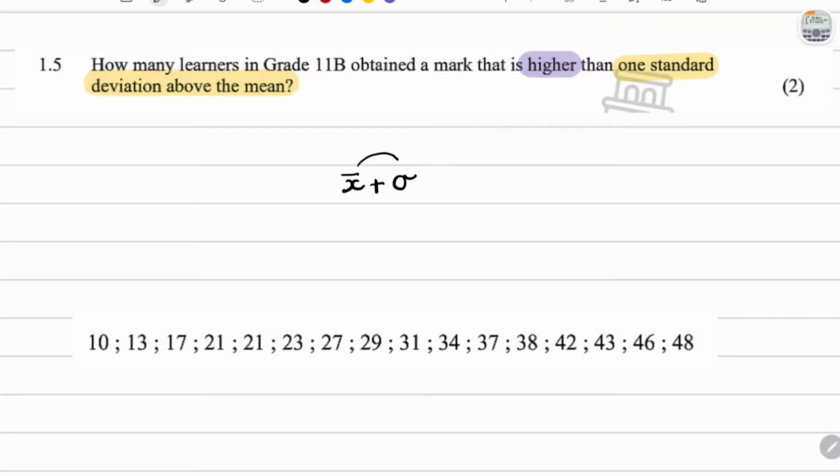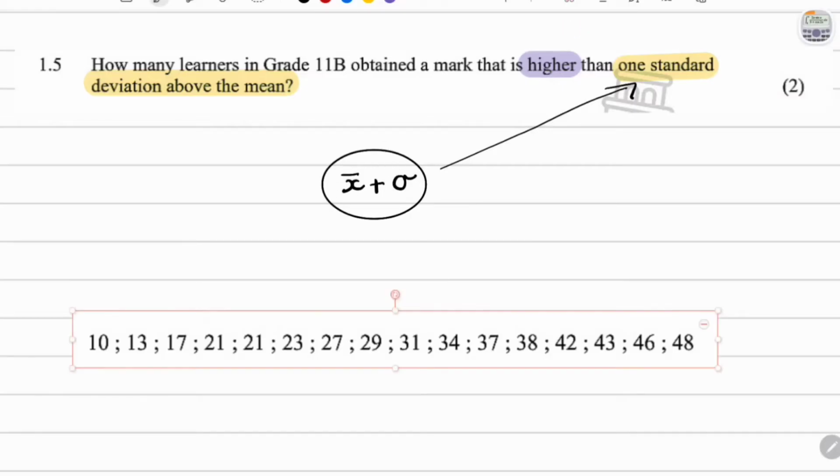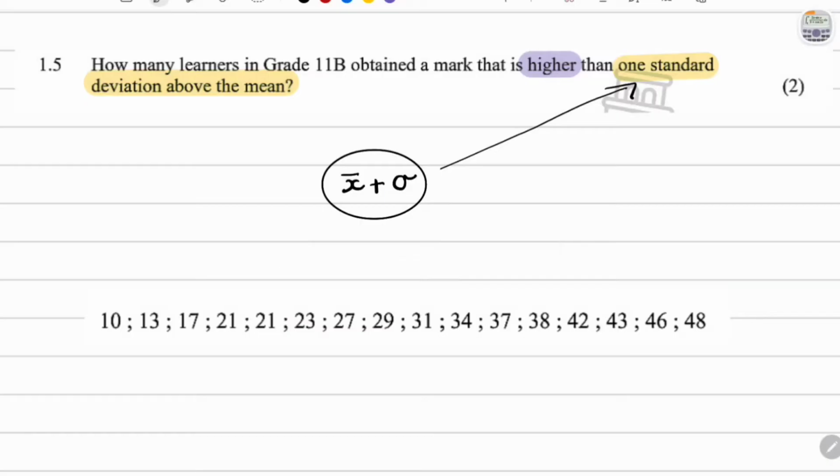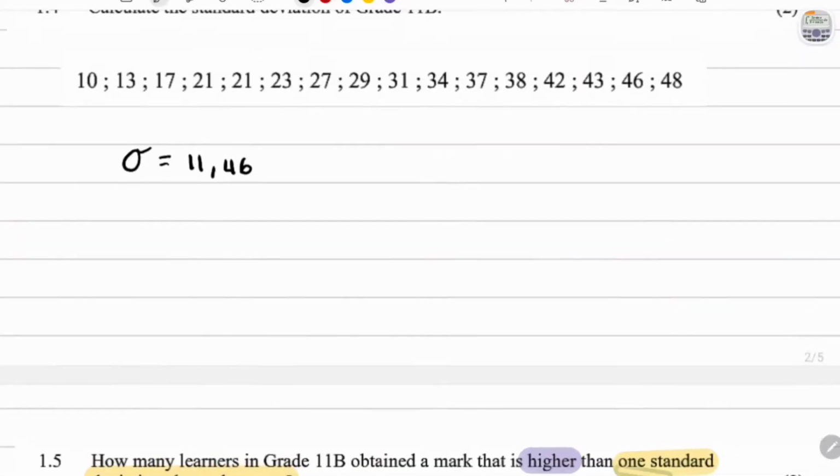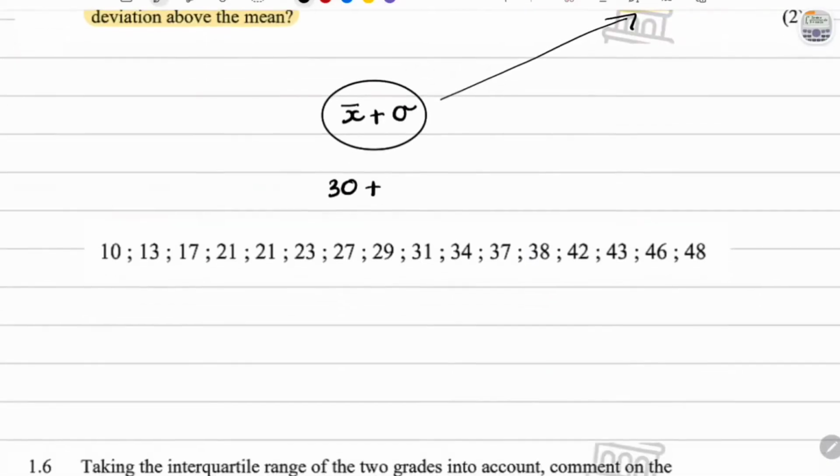And so what they want you to tell them is how many learners in grade 11 obtained a mark that was higher than one standard deviation above the mean. Now that you know this is one standard deviation above the mean, you need to count the marks that are higher than this value. Okay, so we already have this here. Let's just calculate what this is going to be. So our mean was 30 and our standard deviation was 11.46, which is quite low.